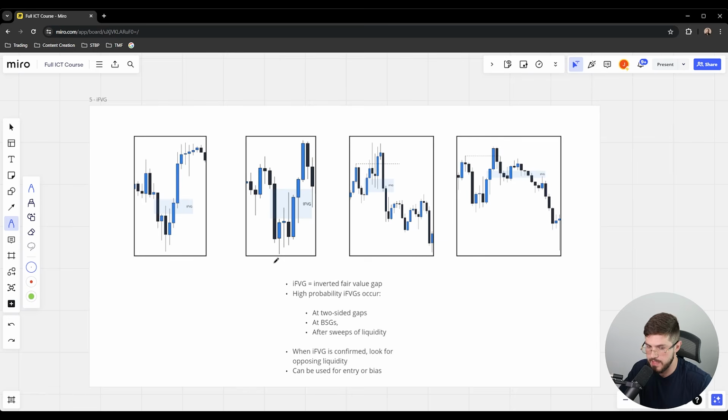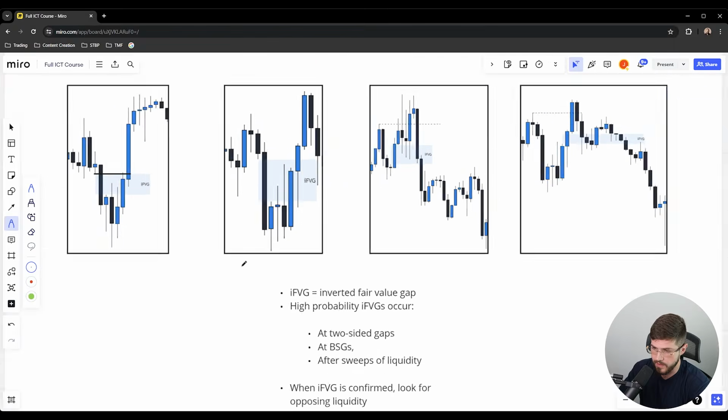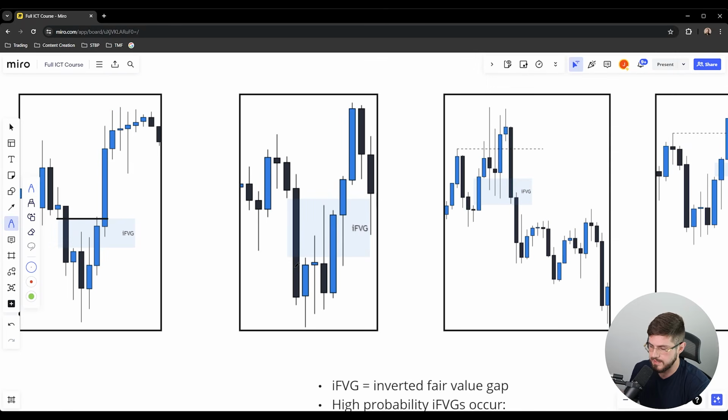Now let's talk about inverted fair value gaps, and these are extremely powerful, okay? An inverted fair value gap is simply when the market closes or inverts a fair value gap. There's an old saying that ICT used to say. It was that the wicks do the damage and the bodies tell the story. Now, what does that mean?